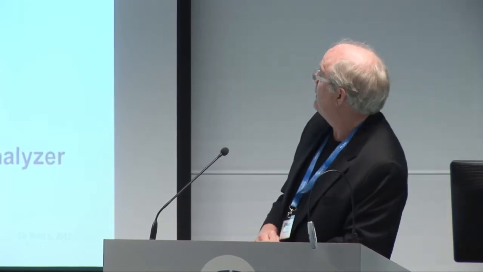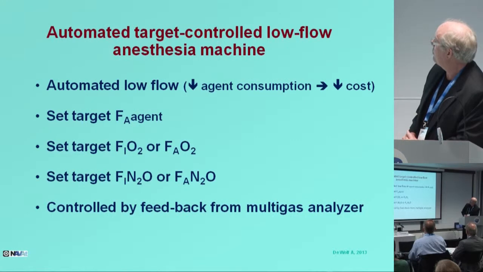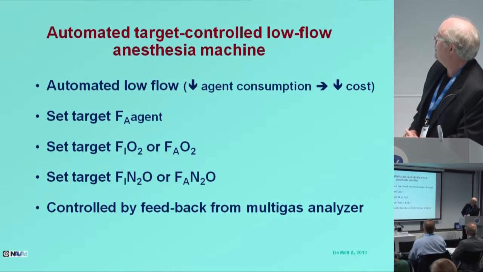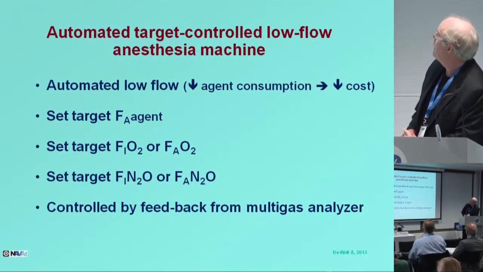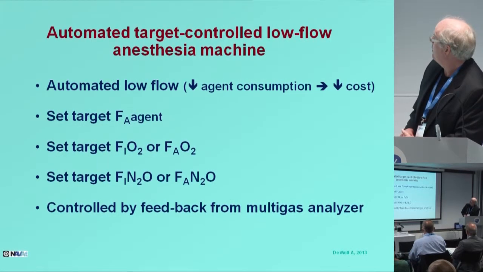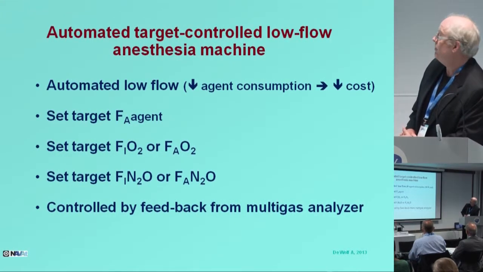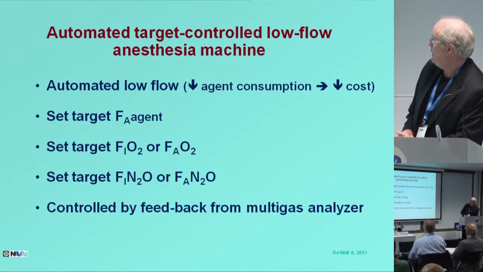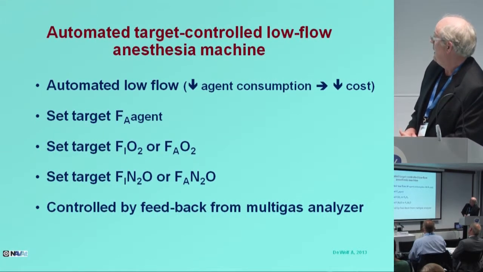So these are some of the benefits from automated target control low flow anesthesia. You have less cost because of less consumption. You set the target FA, you set the target FiO2, and you set the target FiN2O, or FA nitrous oxide. And there is controlled feedback from the multi-gas analyzer. In other words, the machine will take care of everything. You are not going to be distracted by your other tasks in order to obtain your desired FA.